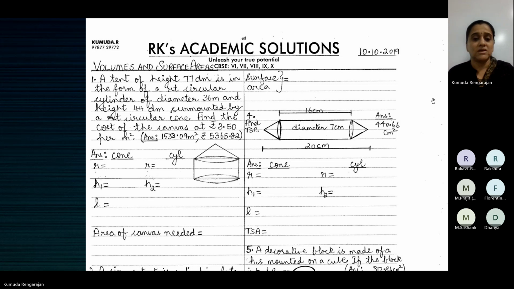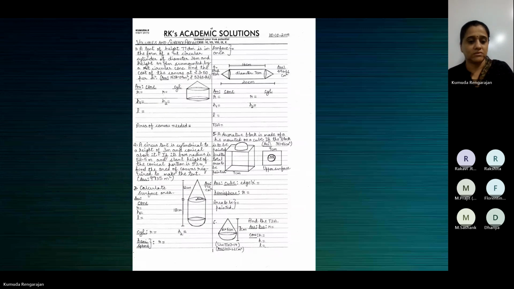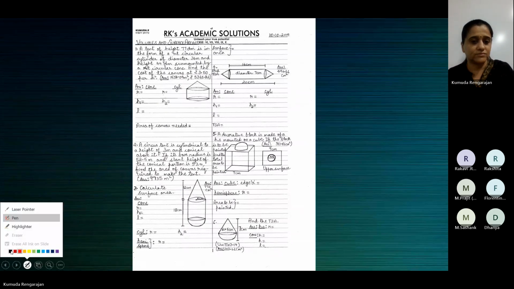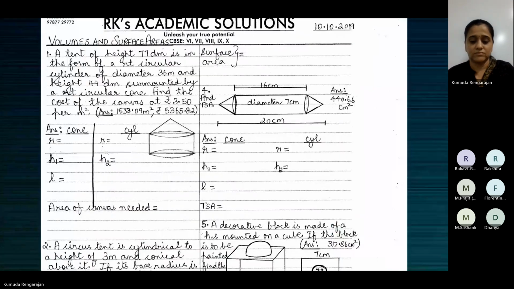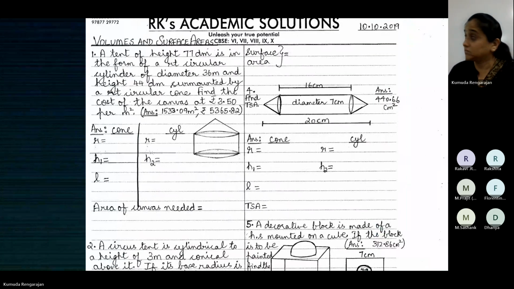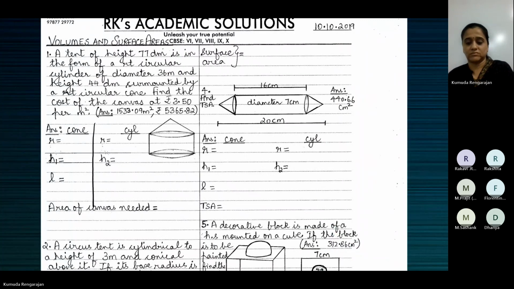Don't answer the question. I just want these values, that's all. Please write the first question, draw the diagram, and tell me only the values.